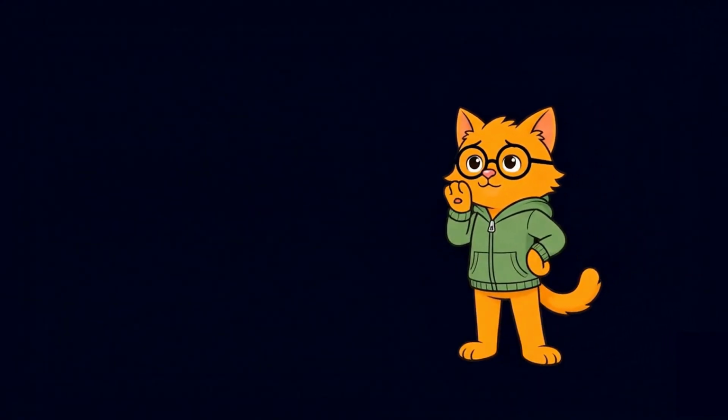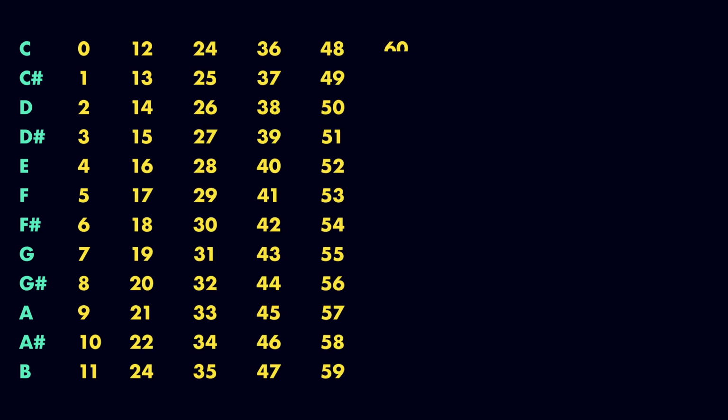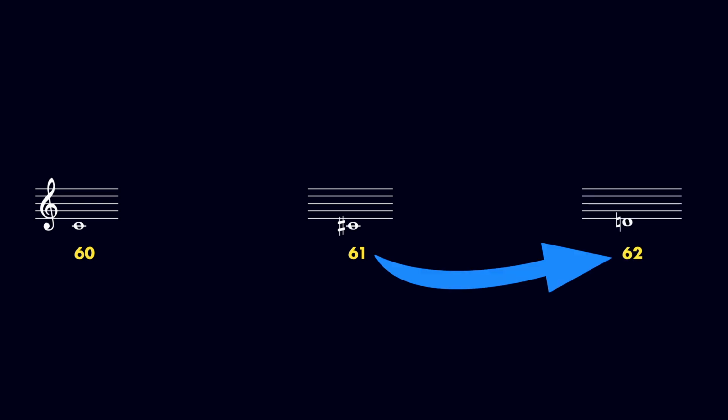To represent pitch data, OpenMusic uses Midicents to extend standard MIDI numbers. In standard MIDI, chromatic pitches have numeric values ranging from 0 to 127. Middle C, for example, is MIDI note 60. A single increment to 61 raises it by a semitone to C sharp, and 62 gives us D. So each increment represents a single semitone.